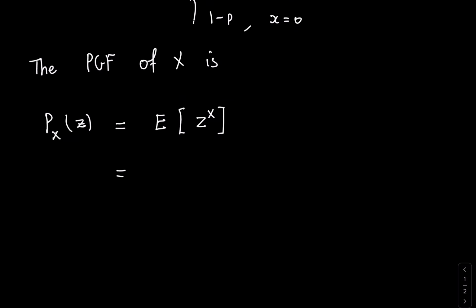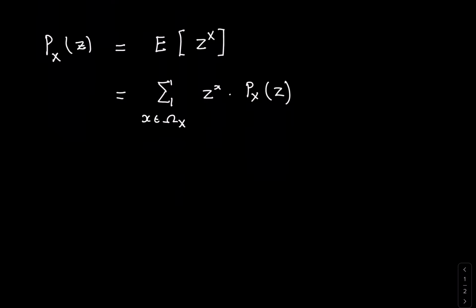Now, X is a discrete random variable, and for discrete random variables we use the following expression. We sum across all x values in the support of X, and we take the product of z to the power of x with the respective probability mass function. In the case of a Bernoulli random variable, the support of X is simply x equals 0 and 1.